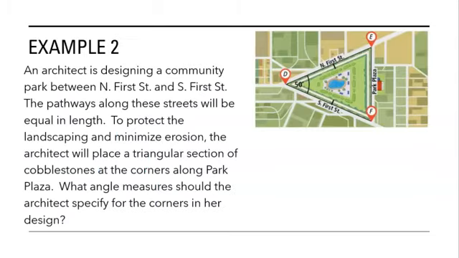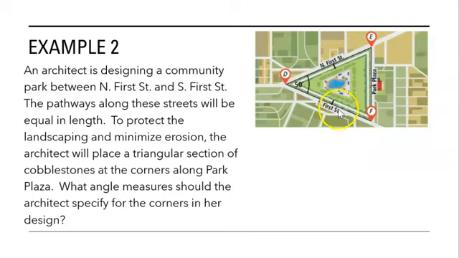In example 2, it says an architect is designing a community park between North 1st Street and South 1st Street. The pathways along these streets will be equal in length. To protect the landscaping and minimize erosion, the architect will place a triangular section of cobblestones at the corners along Park Plaza. What angle measures should the architect specify for the corners in her design?